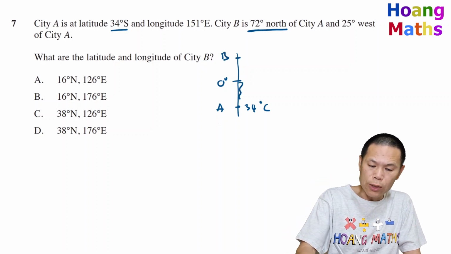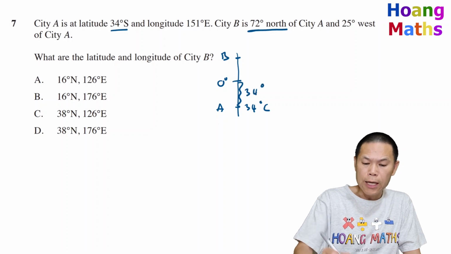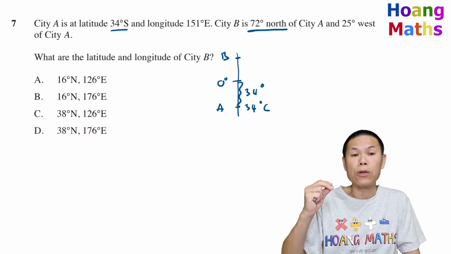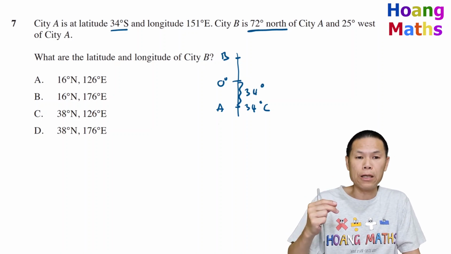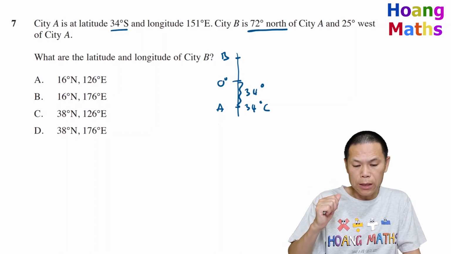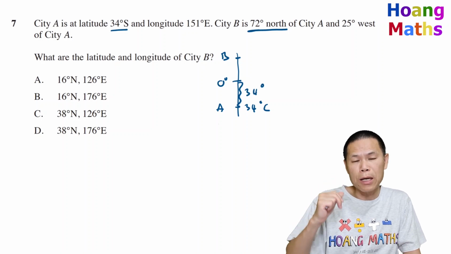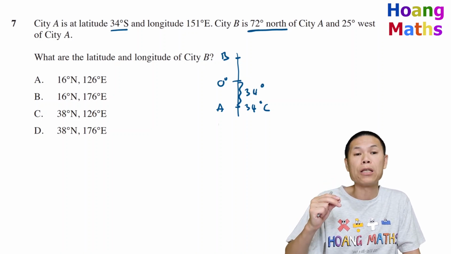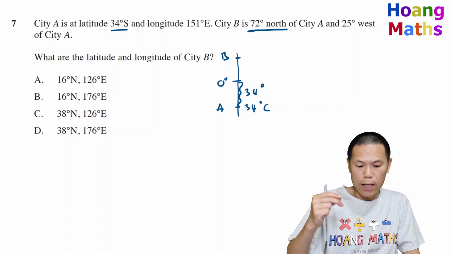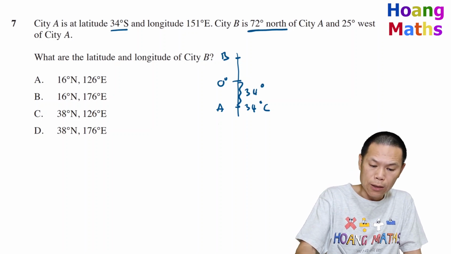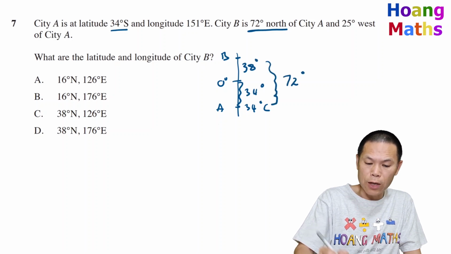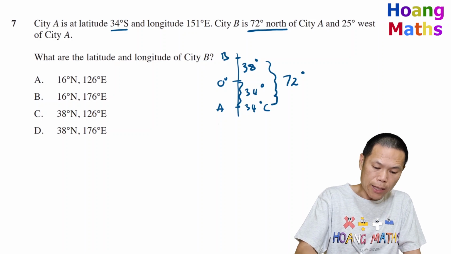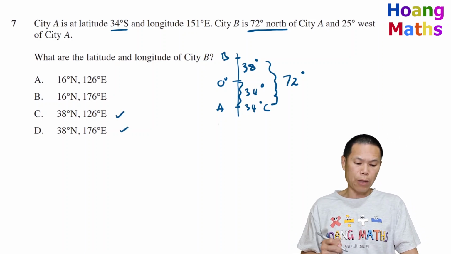And we know that from here to here is 34 degrees, and that is 72 degrees altogether. So what I do, I just go 72 minus 34. So 70 minus 34: 70 minus 30 is 40, 40 minus 4 gives me 36, we add another 2, so 38. So this is 38 here. So from here to here is 72 degrees. Therefore, the answer is either this or this. Okay, keep that in mind.